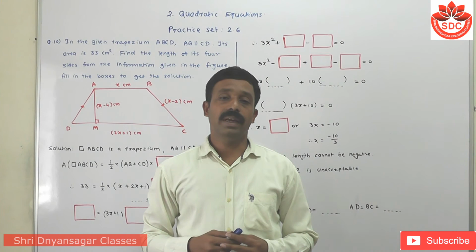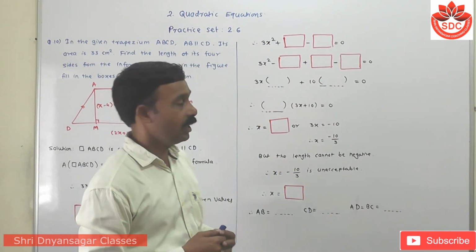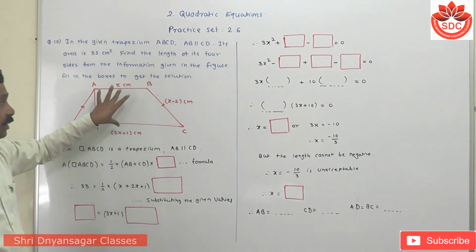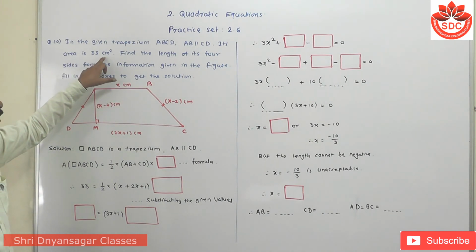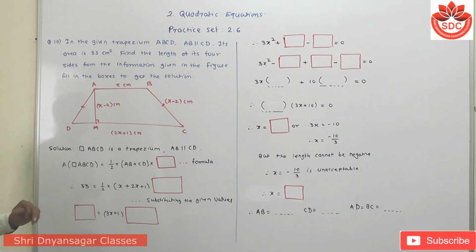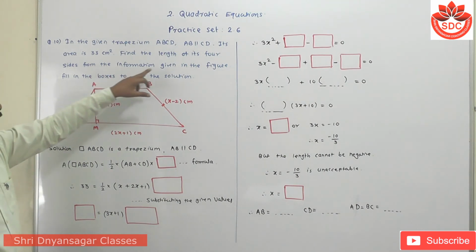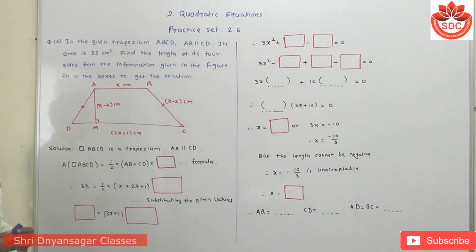Okay students, we take the last question of practice set 2.6 of chapter number 2. Question 10. In the given trapezium ABCD, AB is parallel to CD. Its area is given as 33 square centimeters. Find the length of its four sides. We have to find the length of all four sides from the given information in the figure. Fill in the boxes to get the solution.